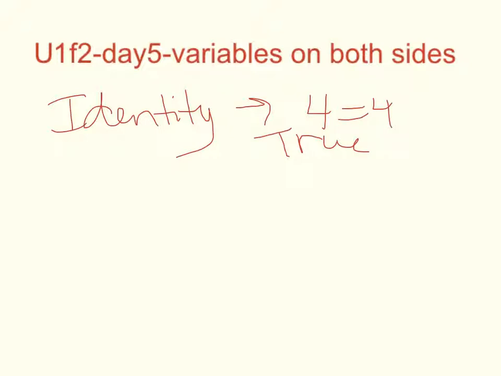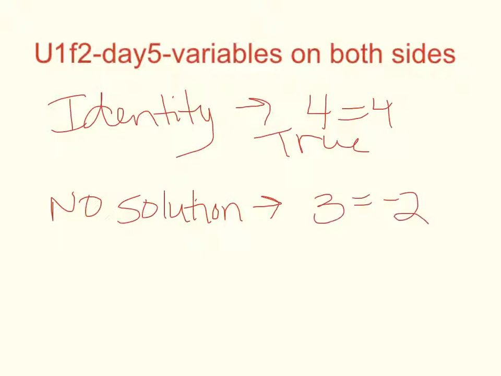Now, the next one is a no solution. And that's when the x's or the variable goes away, and then the statement doesn't make sense. Like 3 equals negative 2. Okay, it's a false statement. That's when we're going to have a no solution.